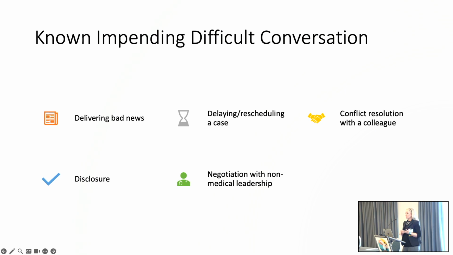Other examples include delaying or rescheduling a case, conflict resolution with a colleague, disclosure, and negotiation with non-medical leadership. Now, one of the strategies I employed, which not everybody's going to do, is that to negotiate with non-medical leadership, I got an MBA so I could speak their language. It was very effective. But you can still try to understand the references you need to make in order to be on the same ground, because if you lean towards your typical everyday medical language, they may not be able to identify with you and understand what you're aiming for.